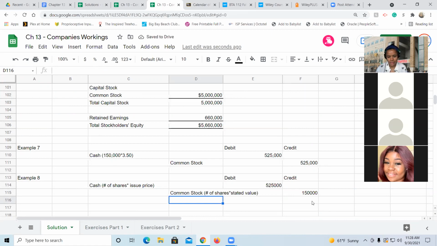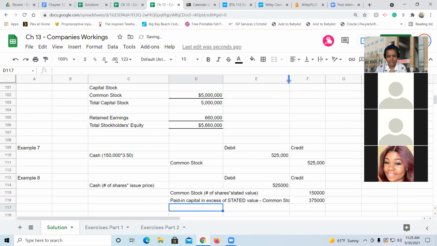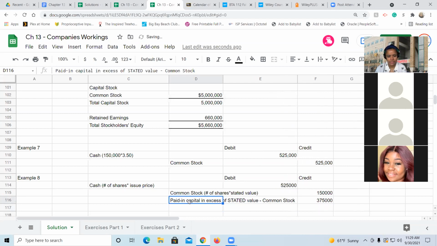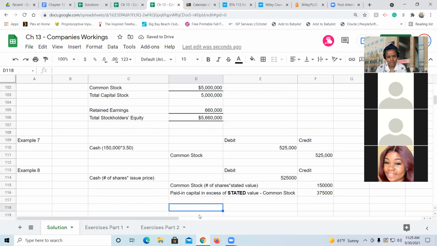And now you come to the fact that obviously there is some type of difference here: 375,000 left over on the credit side. We know that is additional capital that was paid in. So it's going to be called paid-in capital in excess of, not par, but stated value for the common stock. I'm writing it so that you can notice there's a difference. Literally, the word stated is the only difference between this journal entry and a similar journal entry we've had before.